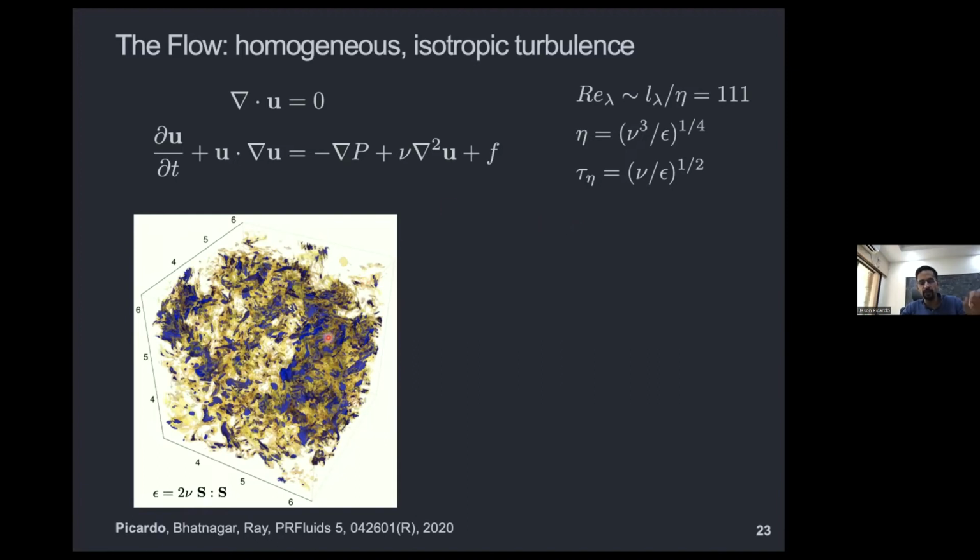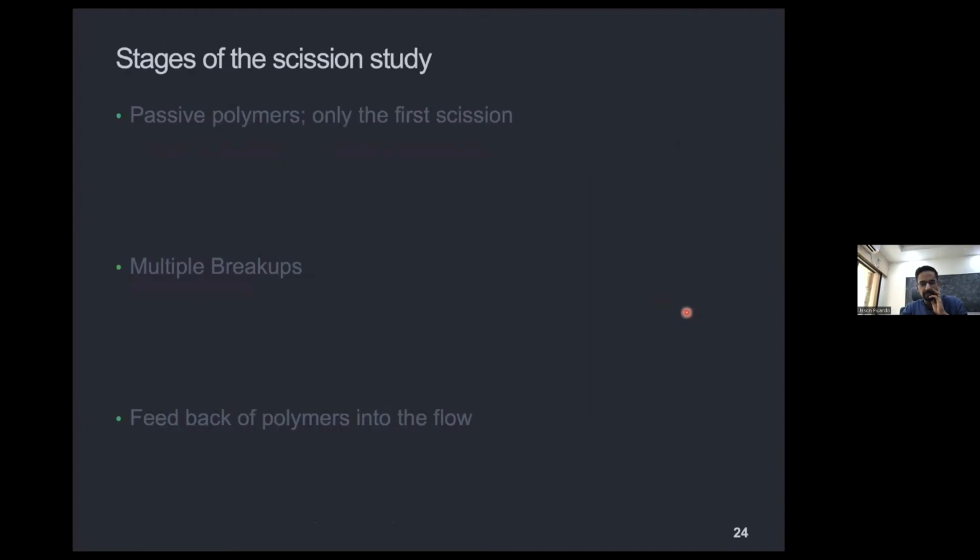The flow is going to be homogeneous isotropic box turbulence, simulated with the pseudospectral code in the usual way. And we define the Weissenberg number using the Lyapunov exponent of the flow, as I explained.